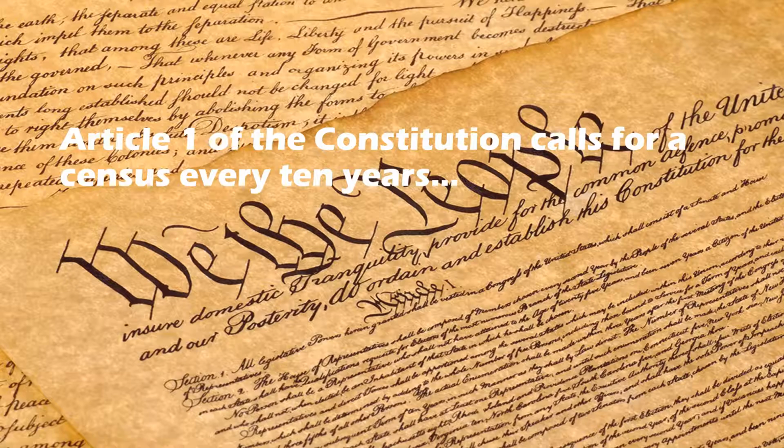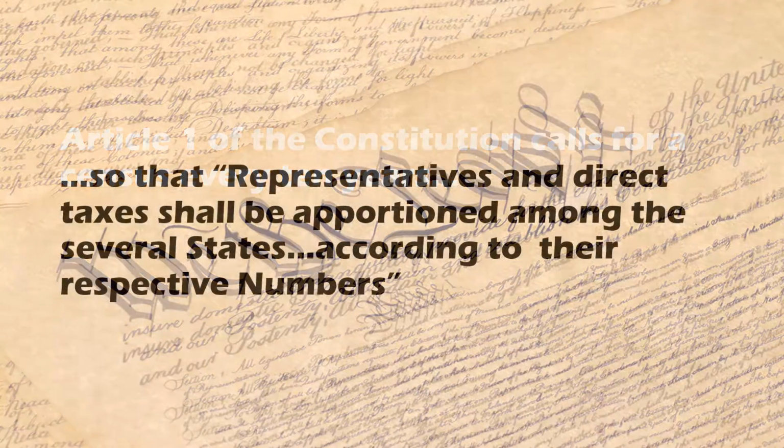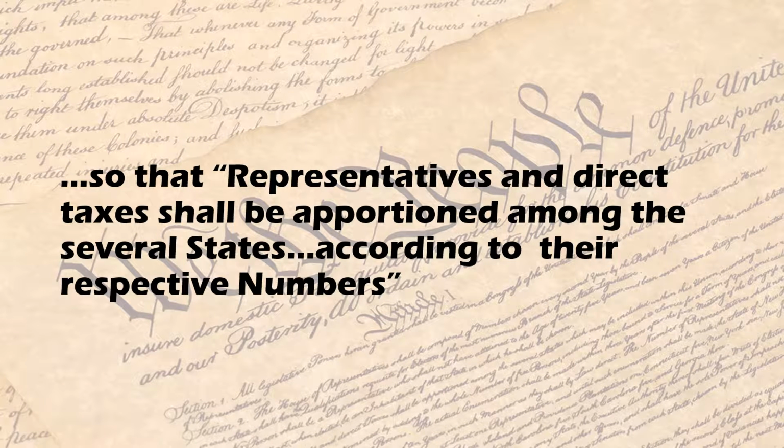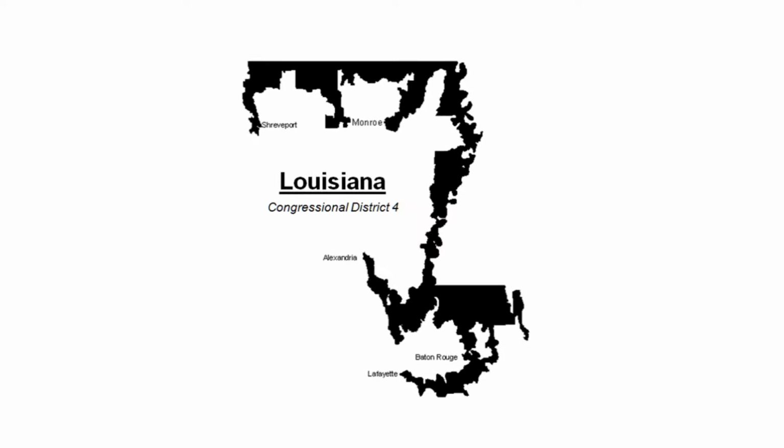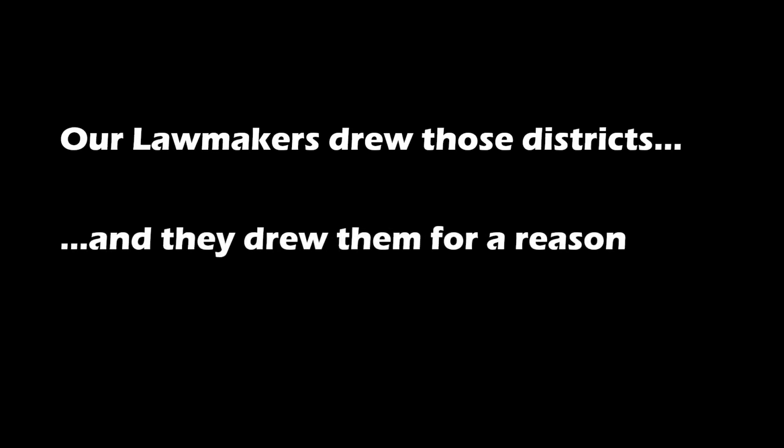Article 1 of the Constitution calls for a census every 10 years, so that the representatives and direct taxes shall be apportioned among the several states according to their respective numbers. But why do our congressional districts look like this? Contorted, misshapen, connecting far-flung communities by long, narrow strands. Our lawmakers drew those districts, and they drew them for a reason.